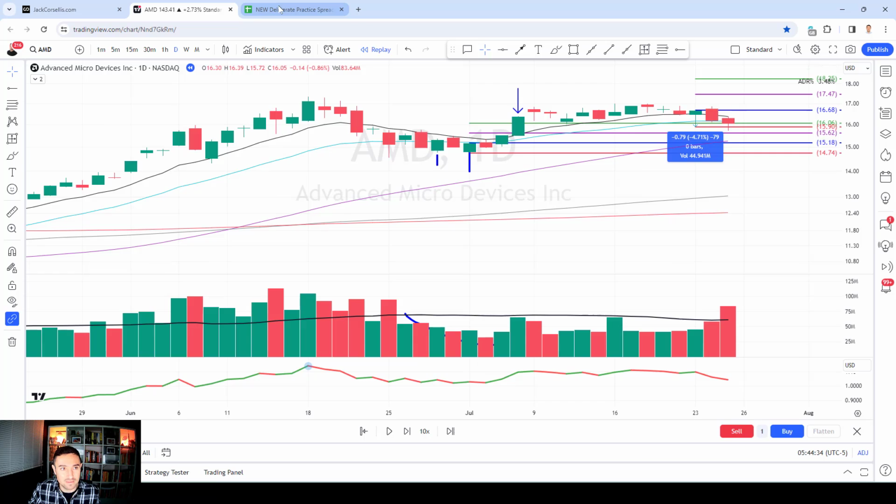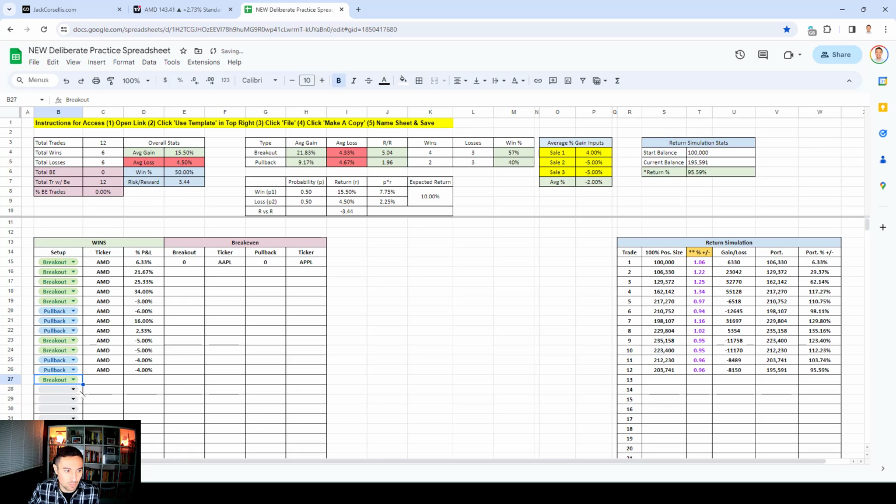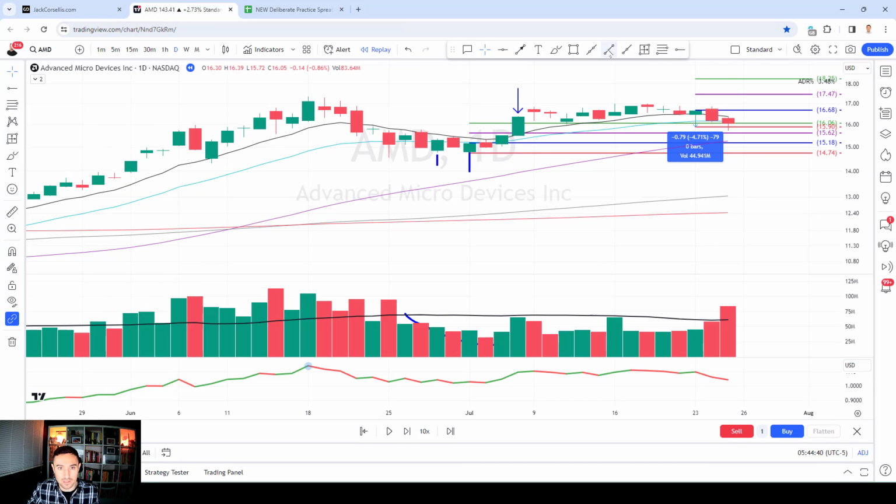So 5%, and that's going to be more a breakout. AMD. 5%, and then we're going to go and add the first trade that we had here. So that's going to be a close below.